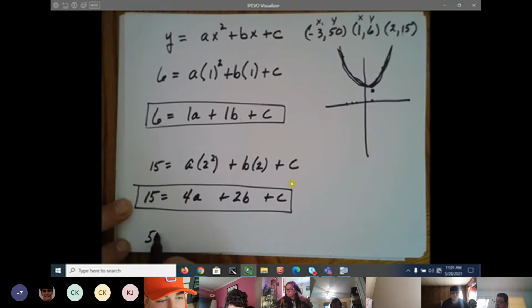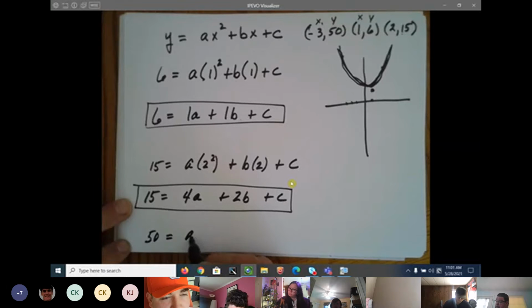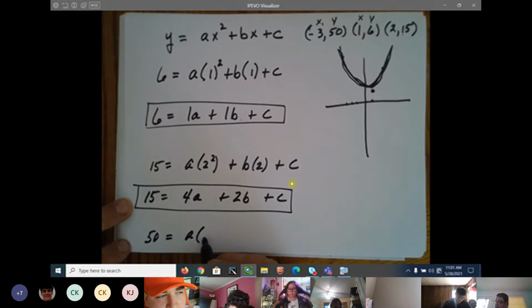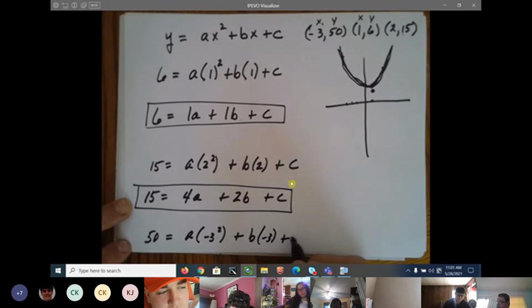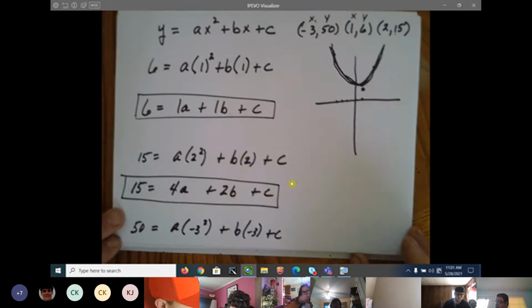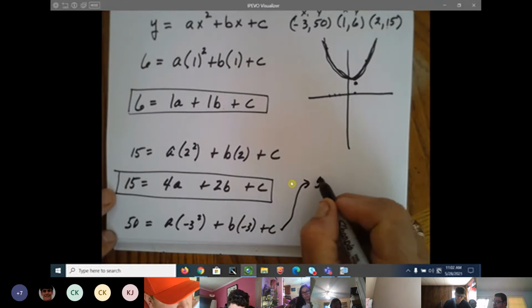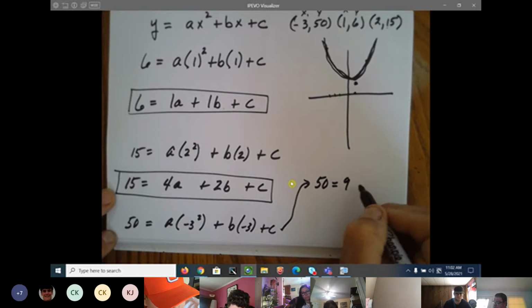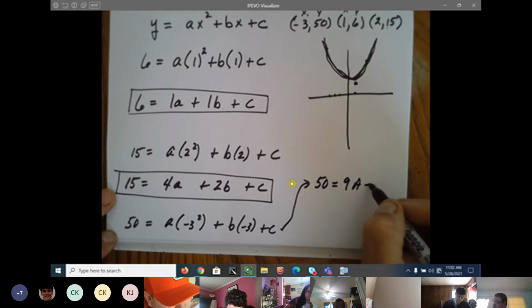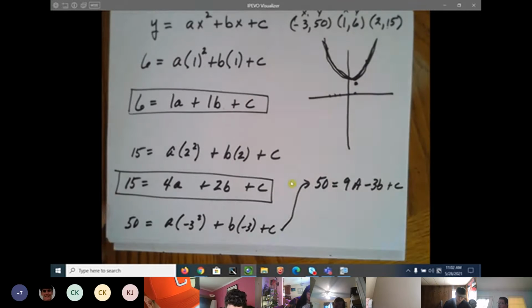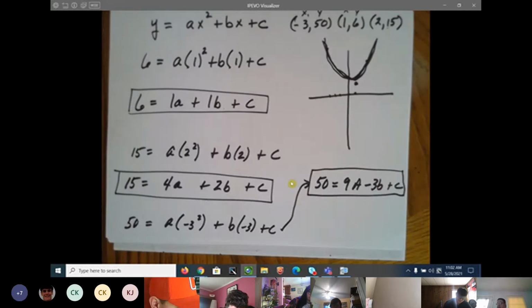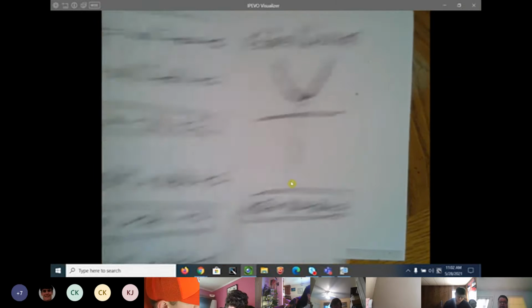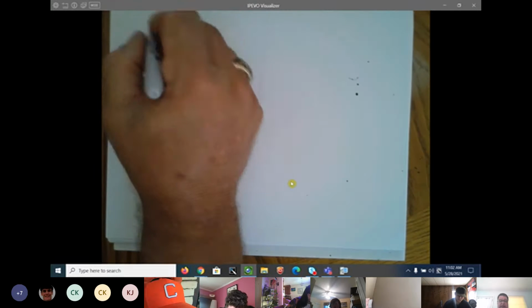So 50 is equal to a times -3 quantity squared plus b times -3 plus c. And that's going to give you 50 is equal to 9a minus 3b plus c. Now you've got 3 equations, 3 unknowns, but we haven't even done that. That could be algebra review. I don't know why. So you got 3 equations, 3 unknowns. This question is out of place.